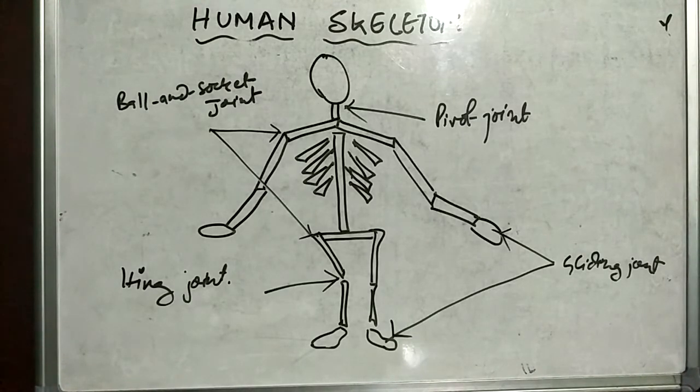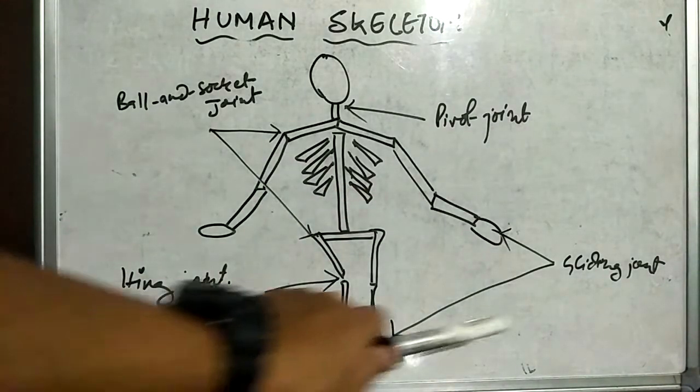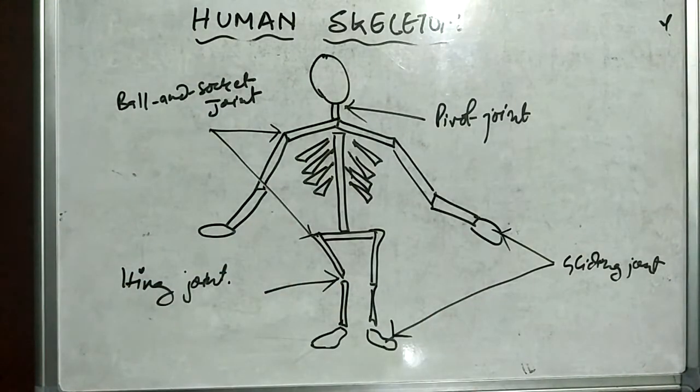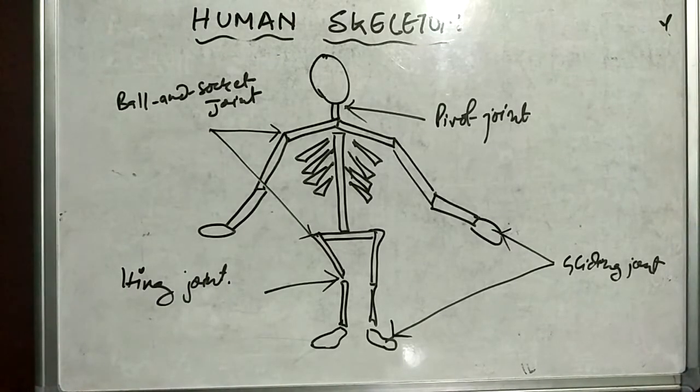Okay, so there are different kinds of joints we have. The first is the ball and socket joint, the second is the pivot joint, the third is the hinge joint, and the fourth is the gliding joint. You will most probably find the ball and socket joint in your shoulder. In this, a ball shaped end of one bone fits into a cup shaped socket of the other bone, and this type of joint is the shoulder and hip joint.